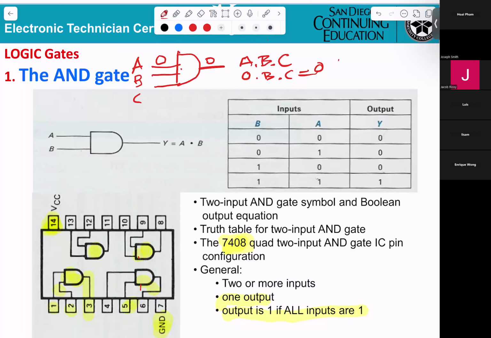Okay. So A is 0. Output must be 0. If it's not 0, what can you say? Something is wrong. They can ask you, what happened on B?